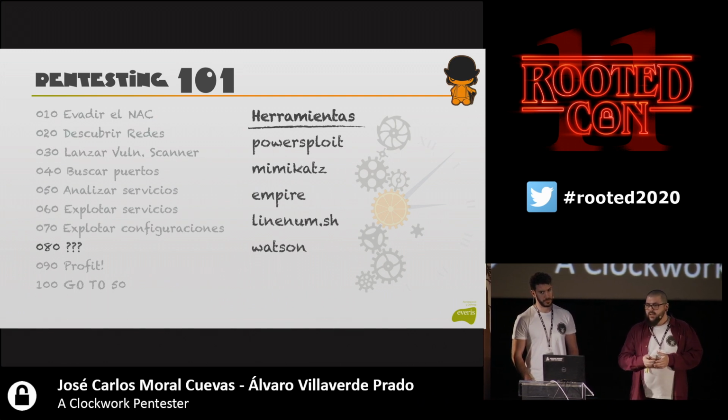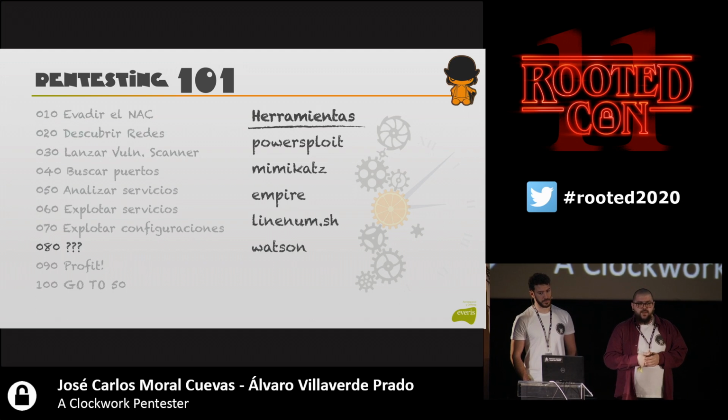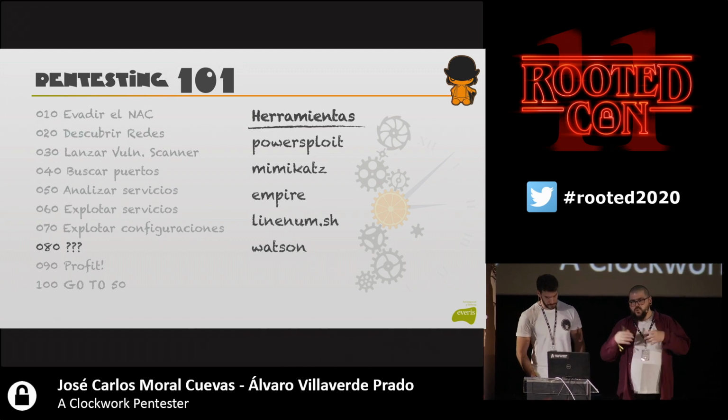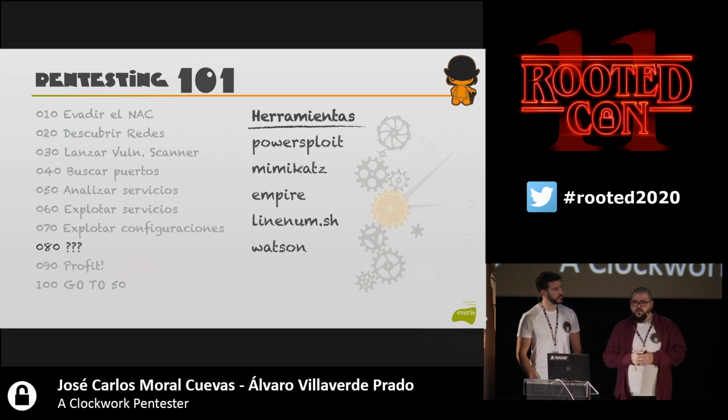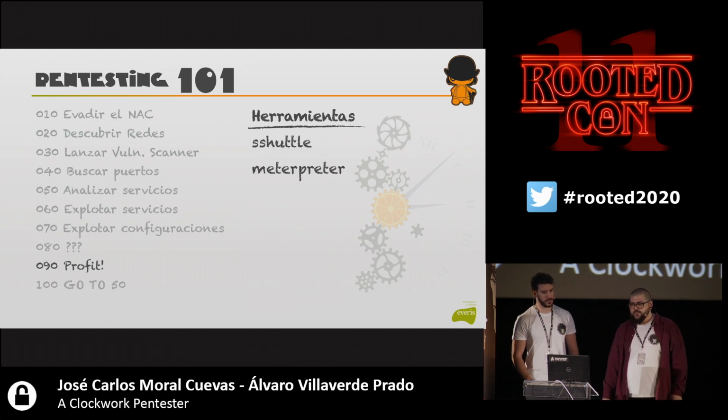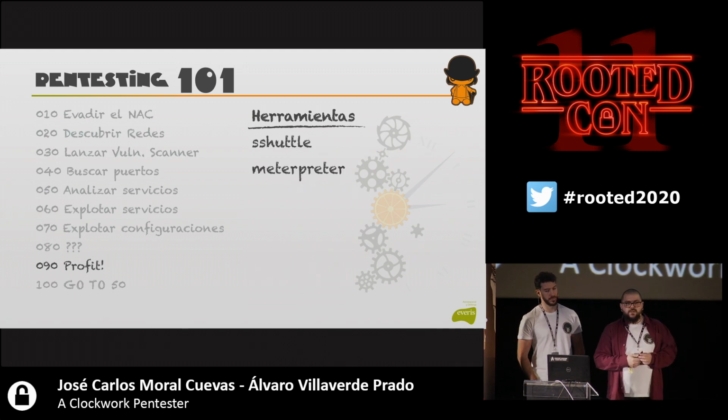Then we also use PowerSploit, Mimikatz, Empire, and LinEnum for escalating privileges. So these tools do not fall under any specific category. They are just different tools offering different things. Mimikatz allows us to play around with Windows passwords. Empire is smart for launching it, and when you launch it, it moves alone through the network, and then we go for loot.